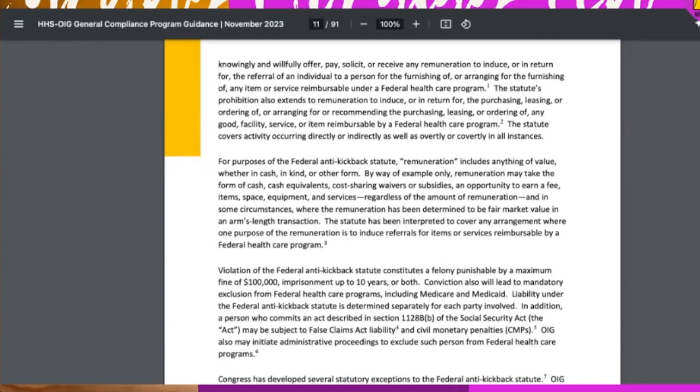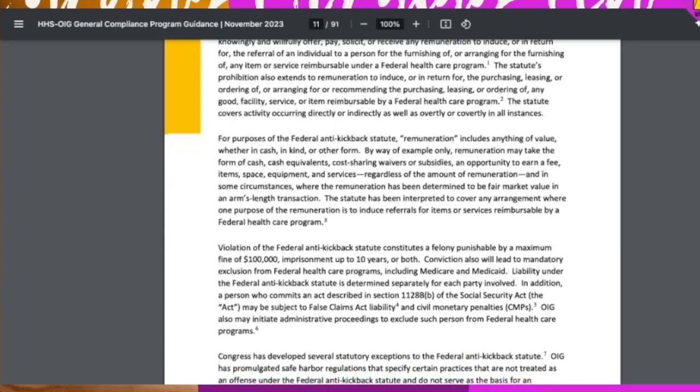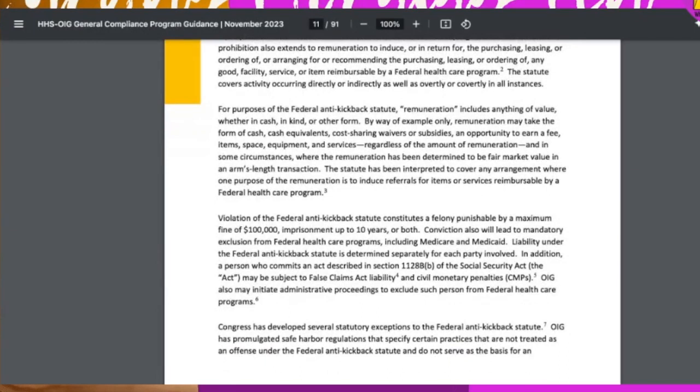They give some examples. It may take the form of cash equivalents, cost sharing, waivers, or subsidies, an opportunity to earn a fee, items, space, equipment, and services, regardless of the amount of remuneration. You can do this for $10 and get all kinds of problems. Violation of the federal anti-kickback statute constitutes a felony punishable by a maximum fine of $100,000, imprisonment up to 10 years, or both. Conviction also will lead to mandatory exclusion from the federal health care programs, including Medicare and Medicaid.